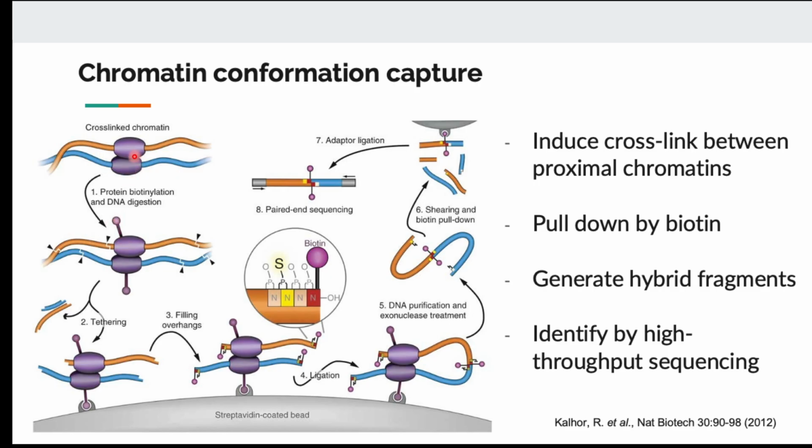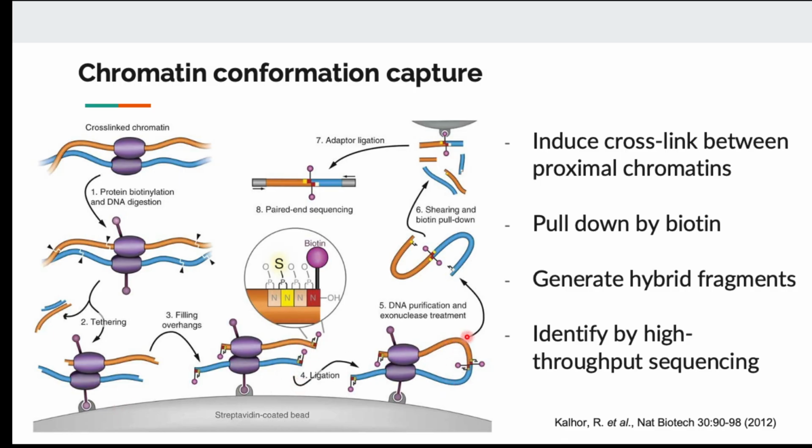And once we introduce a cross-link, we can pull down the cross-linked DNA, usually with biotin. And then we use a restriction enzyme to cut the DNA, and then we can ligate it. So if we follow the diagram, we have two pieces of DNA, maybe from different chromosomes, maybe from different regions on the same chromosome. They are linked together because they are near each other in 3 dimensions. We pull them down, we cut with the restriction enzyme, and we ligate one end of it.